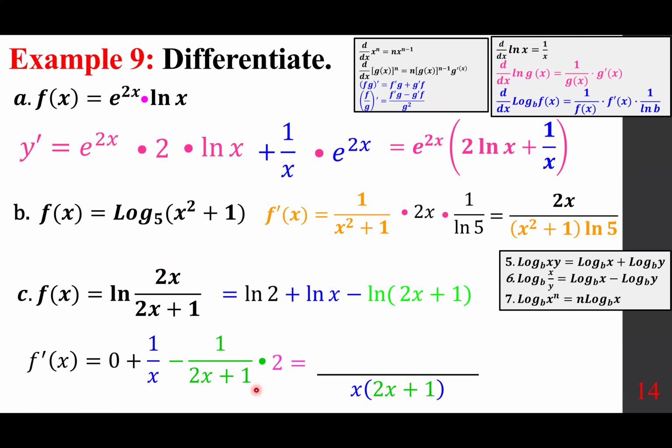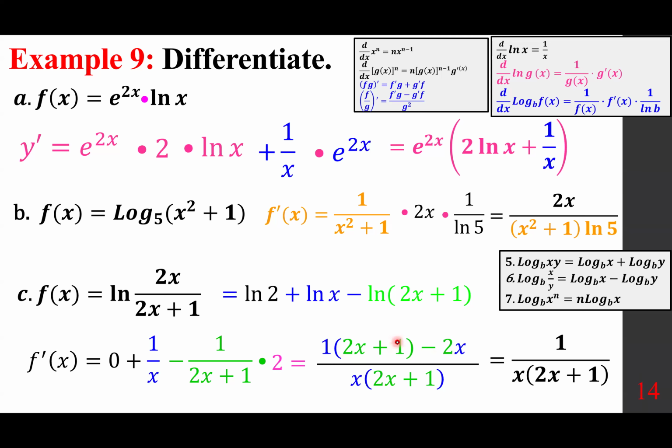LCD is x times 2x plus 1. So 1 times 2x plus 1, minus 2 times x. 2x and minus 2x cancel each other. The numerator is 1. So 1 over x times 2x plus 1 is the final answer.